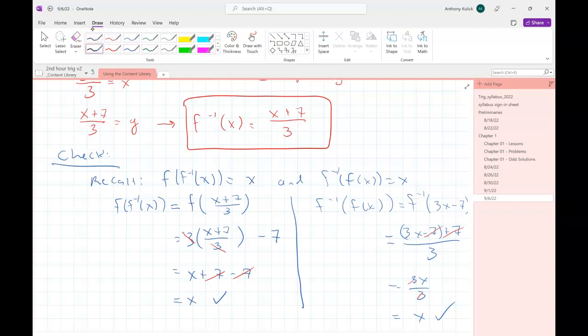I'm just showing you. There'll be questions where I ask you to show two things are inverses. This is how you would do that. If I don't ask you to show, if I just say find the inverse, you don't have to do that. But it's just good examples.